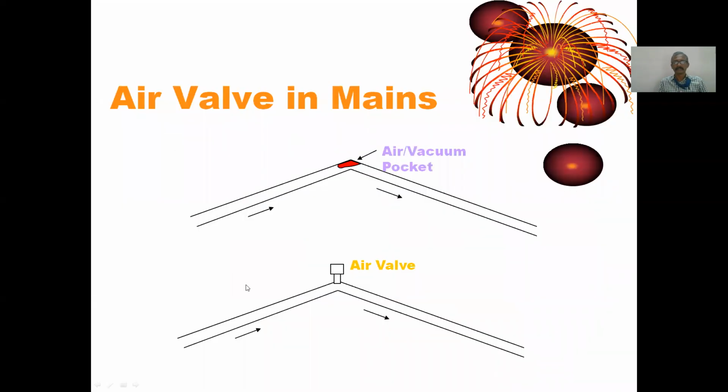So see here, wherever the main pipe goes up and falls down, there is a possibility of air or vacuum pockets getting formed. So at every rise and fall, an air valve should be provided, or otherwise there is a possibility that because of the atmospheric pressure, the pipe may get broken down at this place.